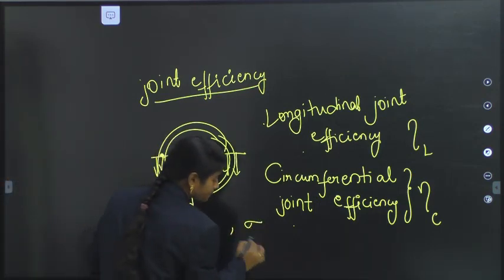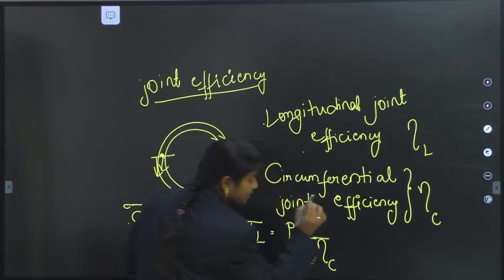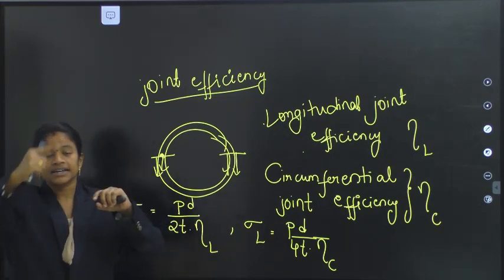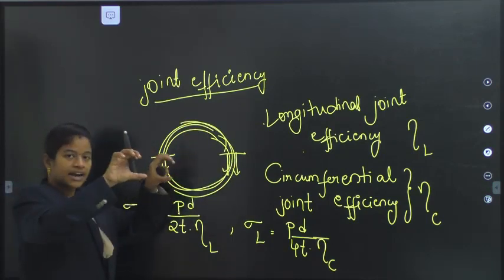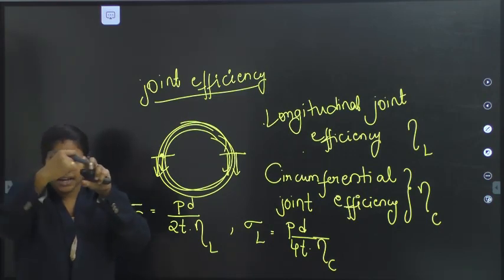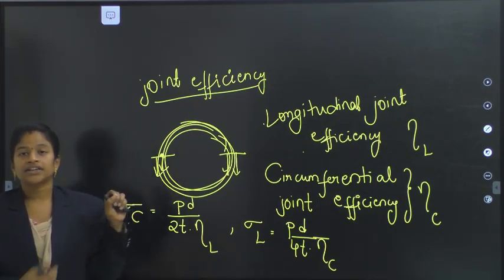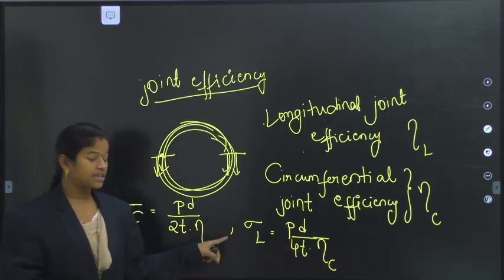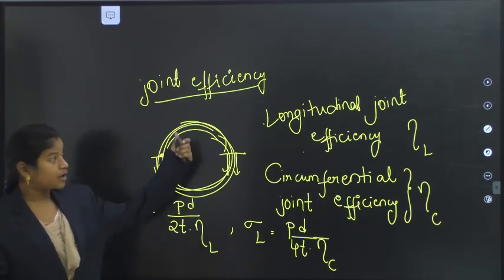And in case of longitudinal stress, the original formula is as it is, PD by 4T, but in the denominator eta C will come. What is happening? As the longitudinal stress is appearing like this, and the cylindrical circle is like this. This is a circle, and above this one circle is being attached, and the connectivity is in the circumferential direction. Along the circumference, the bolts or rivets will be fitted. That's why the joint efficiency of the circumference came into the picture. So PD by 4T eta C is equal to sigma L. Using these formulas and the concept of joint efficiency, we will solve the next problem.